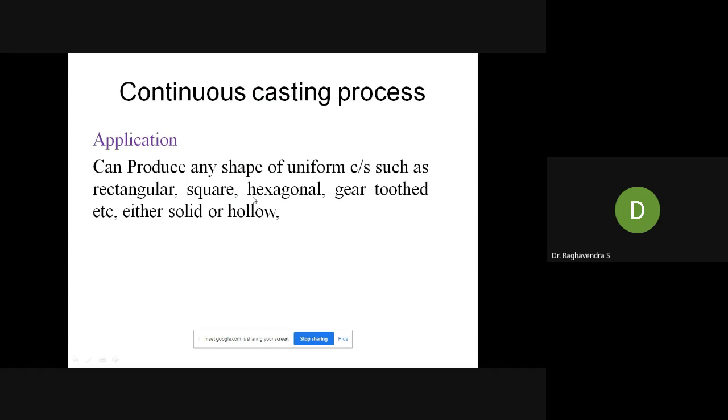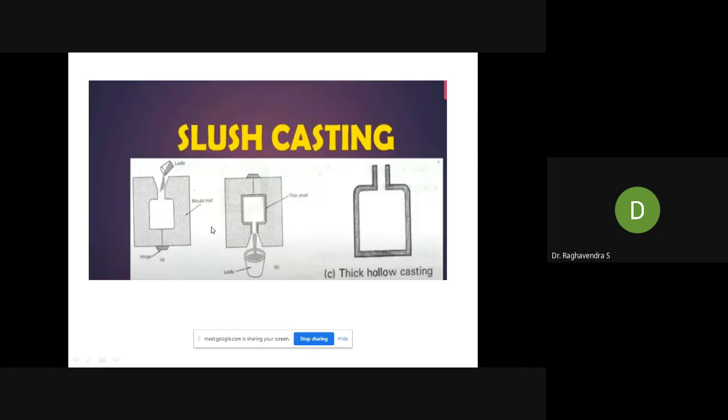So this is about the continuous casting process. Applications: it can produce any shape of uniform cross section. That's what I told, the cross section will always be uniform. It may be rectangular, square, hexagonal, gear, etc. Whatever it may be, solid or hollow, you can make it with this.